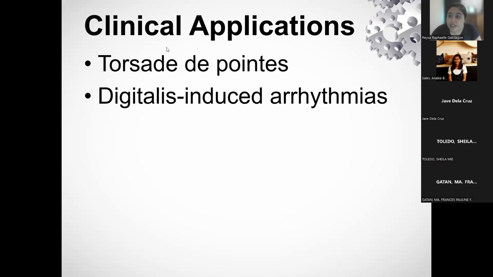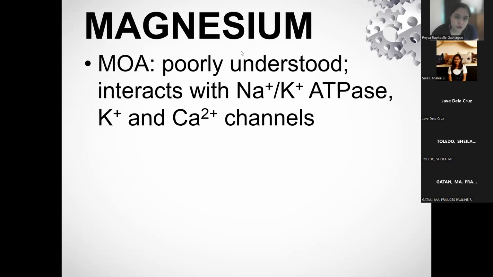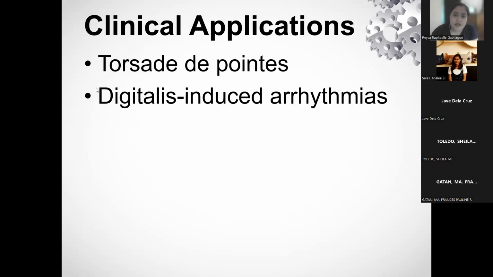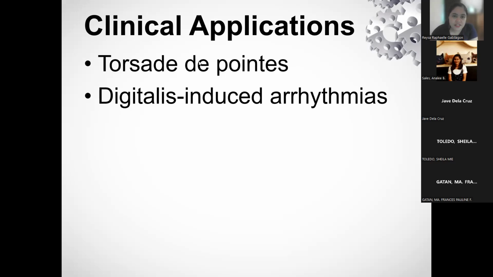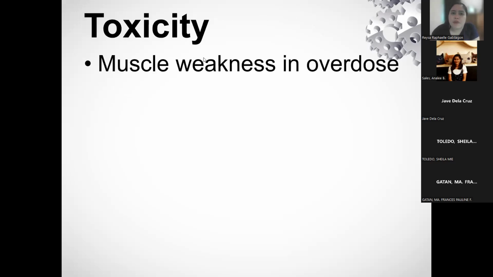If the patient experiences torsades de pointes, with an S, ha. Remember, this is one of the most dangerous types of arrhythmia, and also digitalis-induced arrhythmias. We can use magnesium. These two are very serious types of arrhythmias, and magnesium is effective for them. What's our problem with magnesium? Muscle weakness in overdose. That is really the target of magnesium.